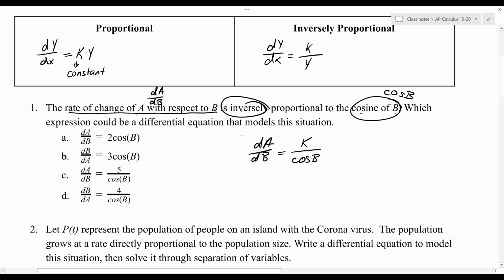So let's look at our options. Well, options A and B have directly proportional relationships. We don't have a fraction, so it can't be those. What's the difference between C and D? It's in the initial differential expression. So here we have rate of change of A with respect to B, so A must go on top, so it must be C. Notice we have this 5 here.